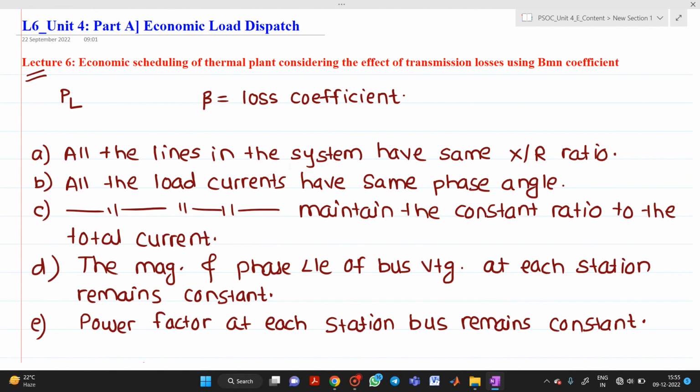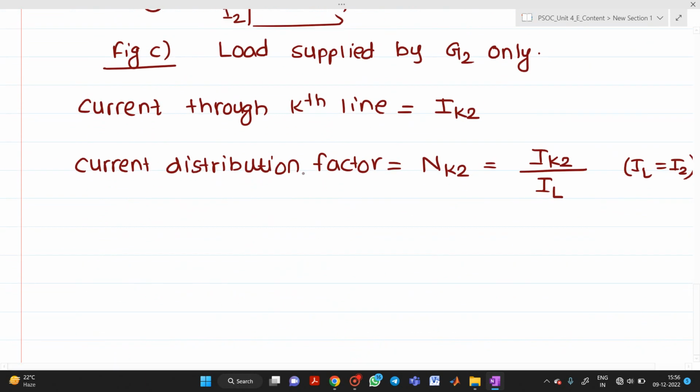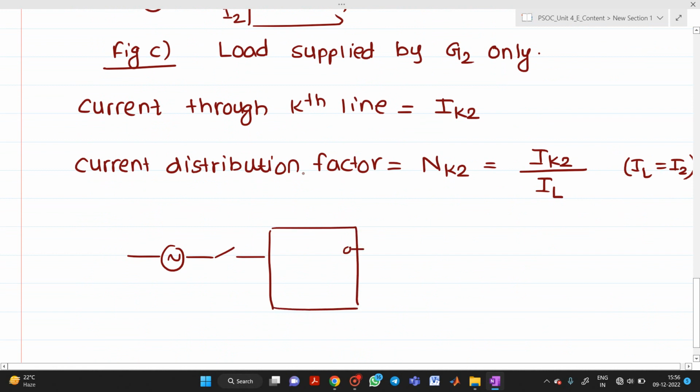Now the current distribution factor will be a real number rather than a complex one. There will not be any complex term. Now let us consider the next situation, wherein both the generators are acting. How can I show this? I can say this will be a load current IL.